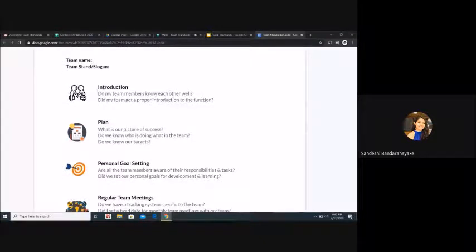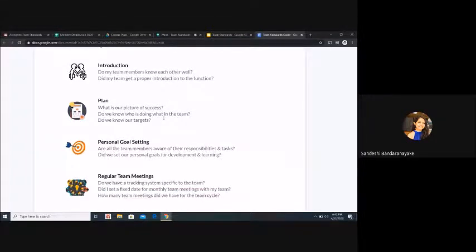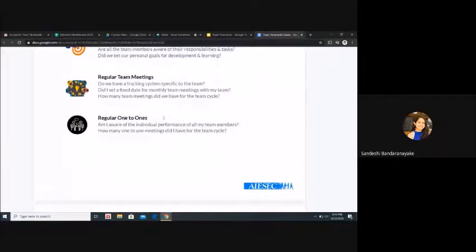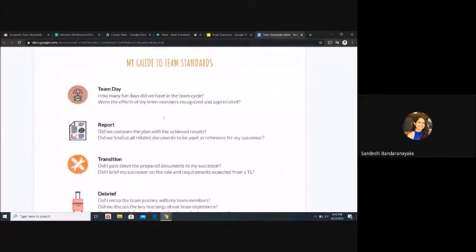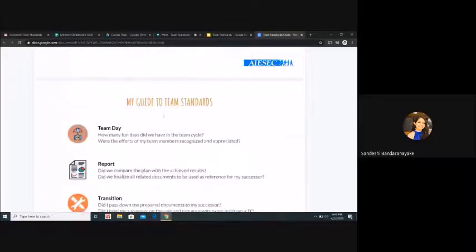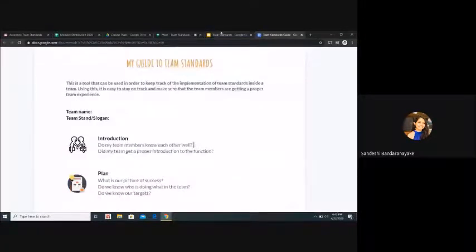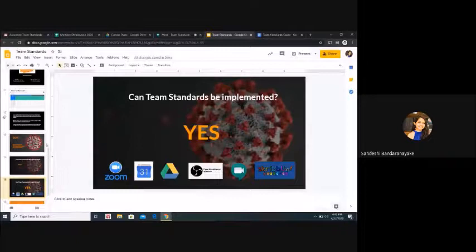I've prepared questions that you can even download and type in your answers. These are basically yes or no questions, and it's easy for you to be on track and fulfill your responsibility as a team leader. So I will share this once the session is over. You all can use it if you want. Okay, so that is it right now.